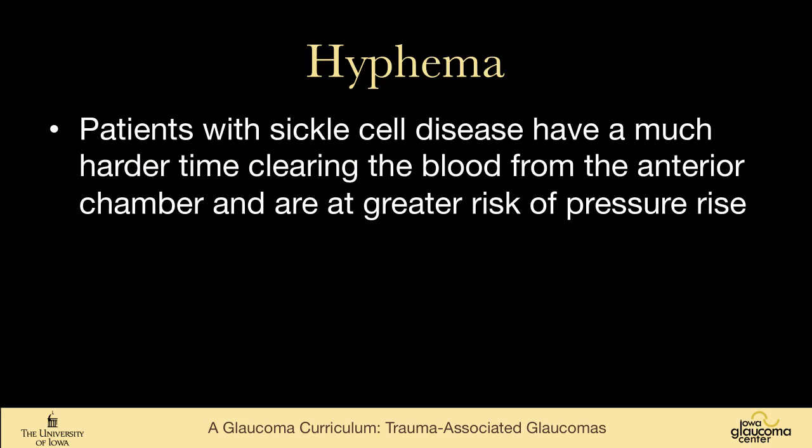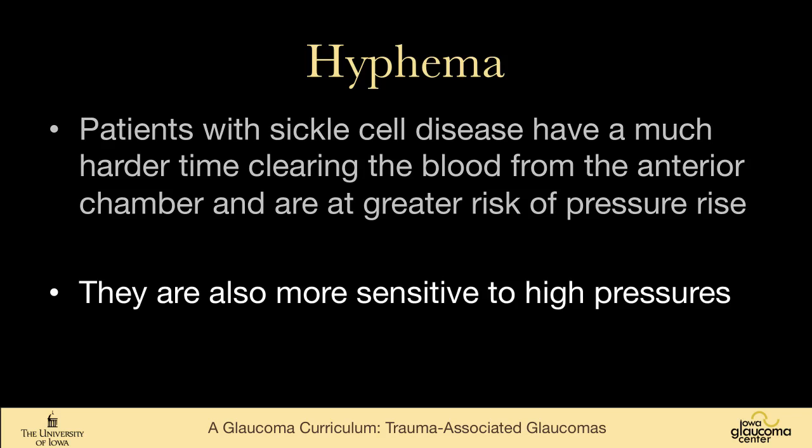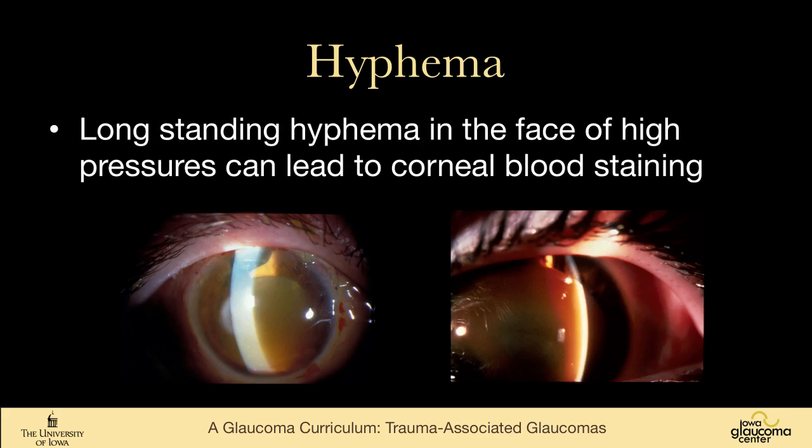People who have sickle cell disease or sickle cell trait have a much harder time clearing blood from the anterior chamber because the sickled cells do not deform to go through the trabecular meshwork. They're at a greater risk of pressure rise, and they're also more sensitive. Their nerves are more sensitive to high pressure. So this is a group that needs to be treated very carefully.